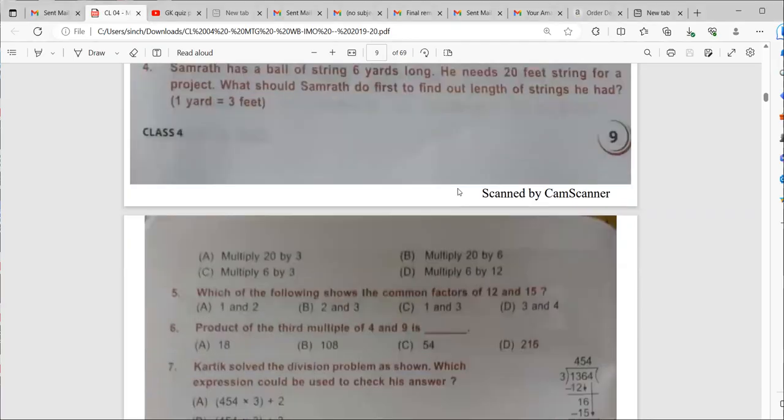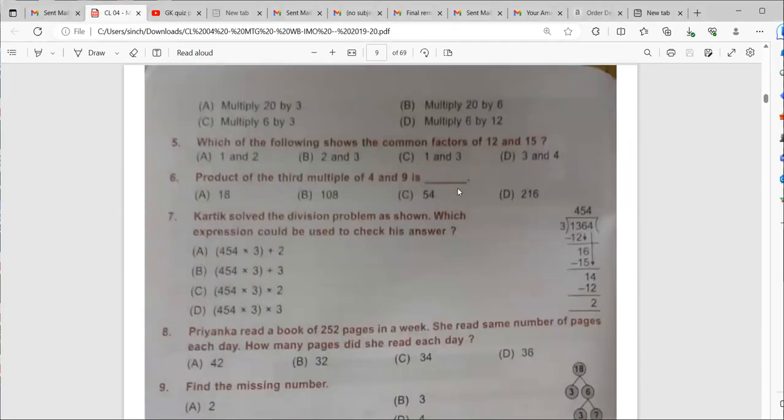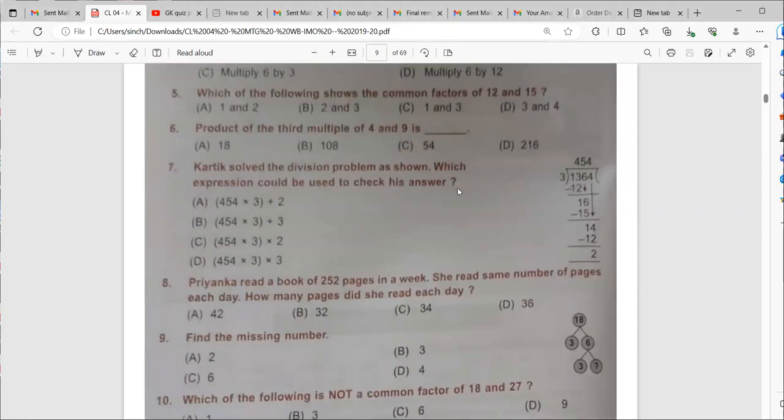Very good, Udit. Yes, ma'am, I can understand. I have sent it also. Yes, Udit, number 4 is correct.